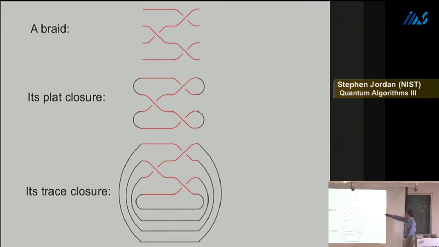If you start with a braid on an even number of strands, you can always cap off the ends in pairs with these little caps. That's called taking the plait closure. Another thing you can do, for an even or odd number of strands, is take the strands from one end, loop them around, and join them to the corresponding strands on the other end. That's called the trace closure.